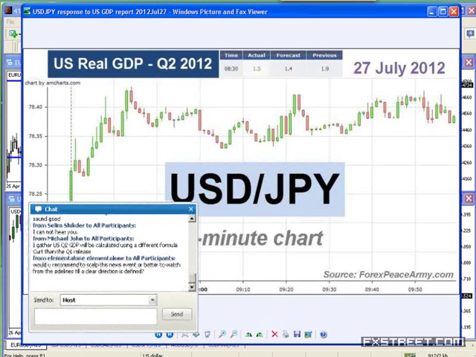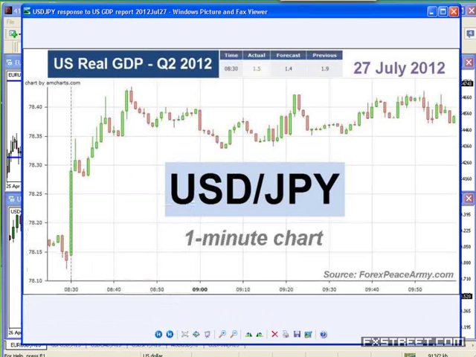Here's the dollar-yen's response to the first estimate of second quarter 2012 U.S. GDP.